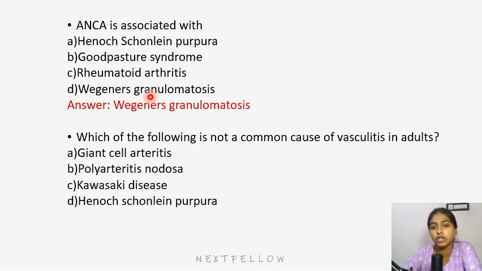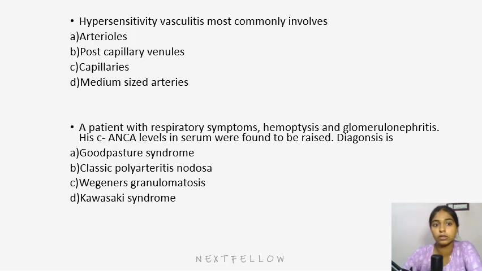Next question, which of the following is not a common cause of vasculitis in adults? In children, the most common is Kawasaki disease. So the answer is Kawasaki disease. Hypersensitivity vasculitis most commonly involves which vessels? It most commonly involves the post-capillary venules. Okay, so the answer is post-capillary venules.